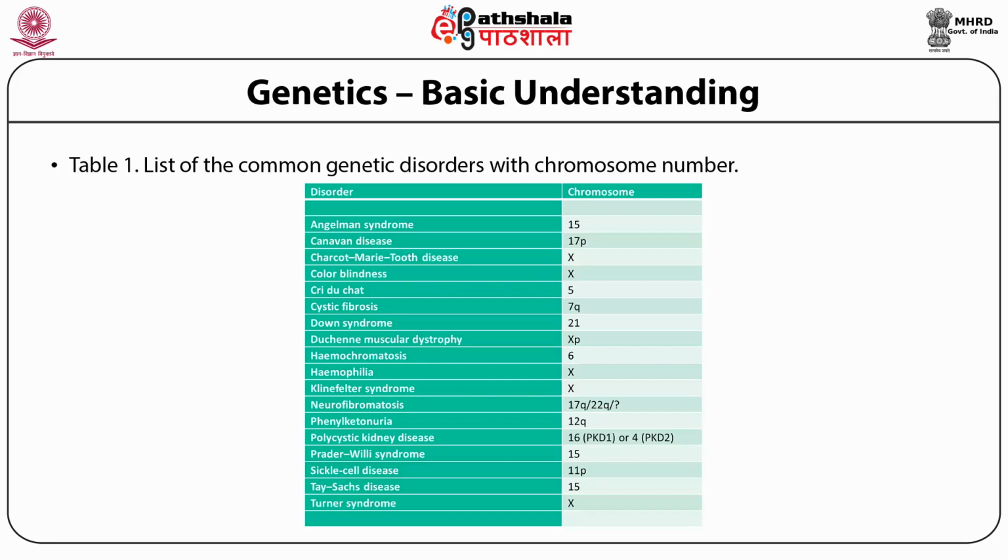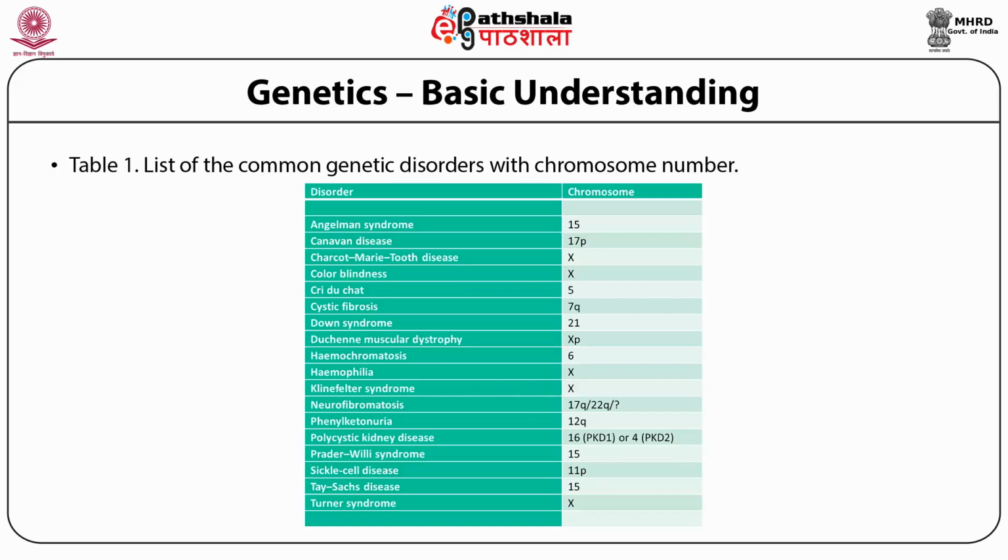The second is Canavan disease, that is on 17p. Then we have Cri-du-Chat, that is on chromosome number 5. Then cystic fibrosis, that is on chromosome 7q. Then we have Down syndrome, that is chromosome 21. Then we have hemophilia, that is again on the X chromosome.